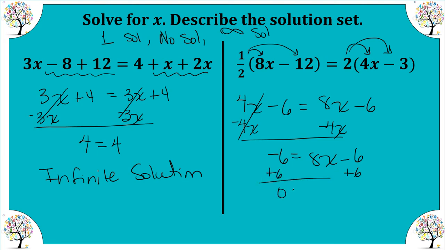We have 0 on the left. 0 is a value, so don't just stop there. We're going to undo the multiplication by dividing by 8. We can have 0 divided by a number. You just can't have 0 in the denominator. So my one solution is 0. 0 is the value that's going to make the left side equal the right side. So we're going to describe this as exactly one solution. And that one solution is 0.